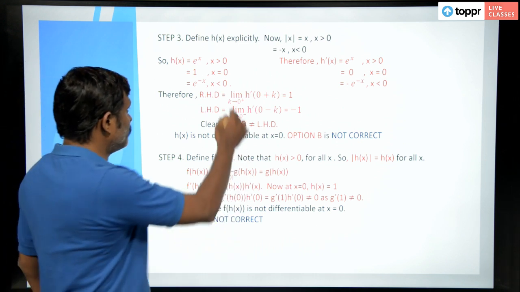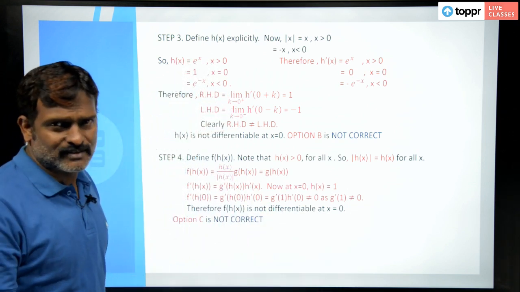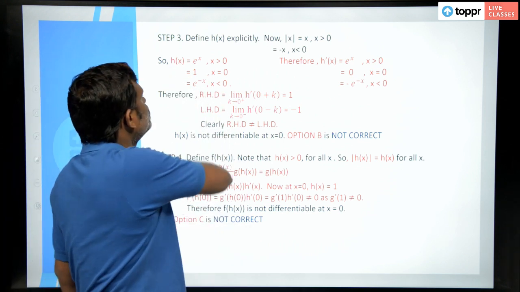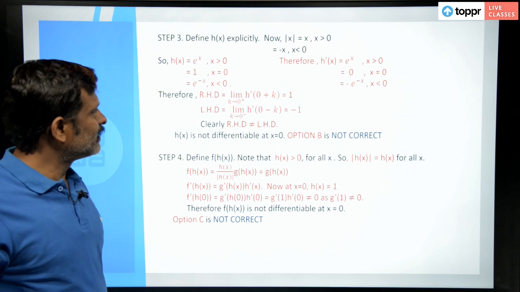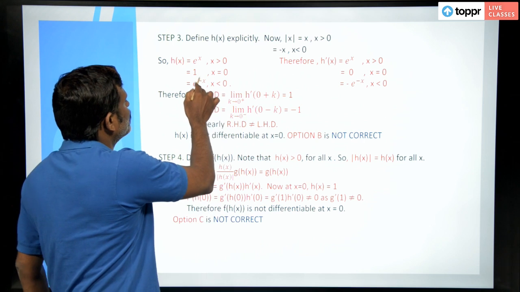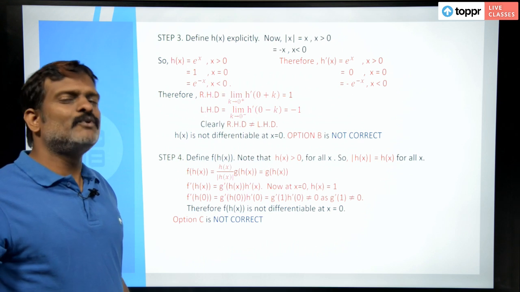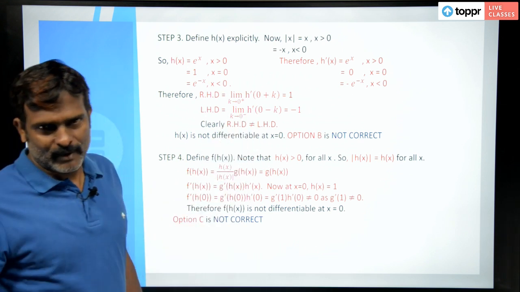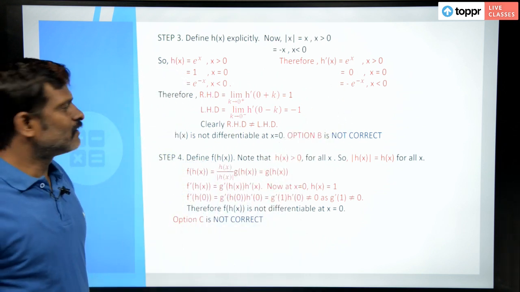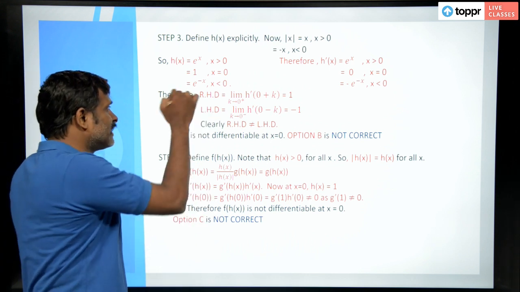Now, if you differentiate, h dash x will be equal to e power x, because d by dx of e power x is e power x. Then for the constant 1, d by dx of a constant is always 0, so the derivative there is 0. If I differentiate e power minus x, it is minus 1 into e power minus x, which is nothing but minus e power minus x. This is the derivative. Now, let us check its left hand and right hand derivatives for this h function. So, what will the right hand derivative be?